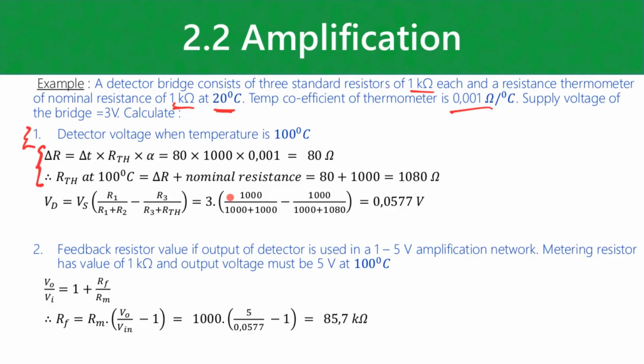Essentially what the textbook does is break up one formula into two different steps, where you just calculate the change in resistance. That's the change in temperature times the thermistor resistance at 20 degrees C multiplied by the temperature coefficient. That gives you a change in resistance of 80 ohms, and then you just add it to the nominal resistance of your thermometer, and that gives you a total of 1080 ohms.